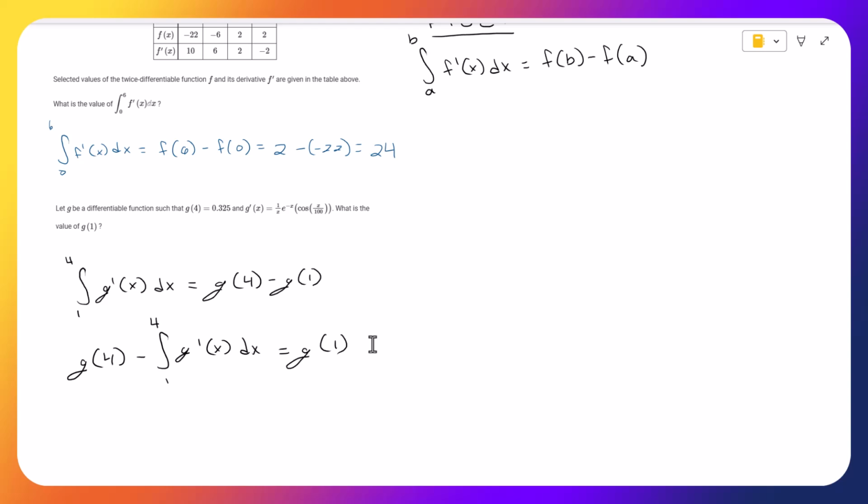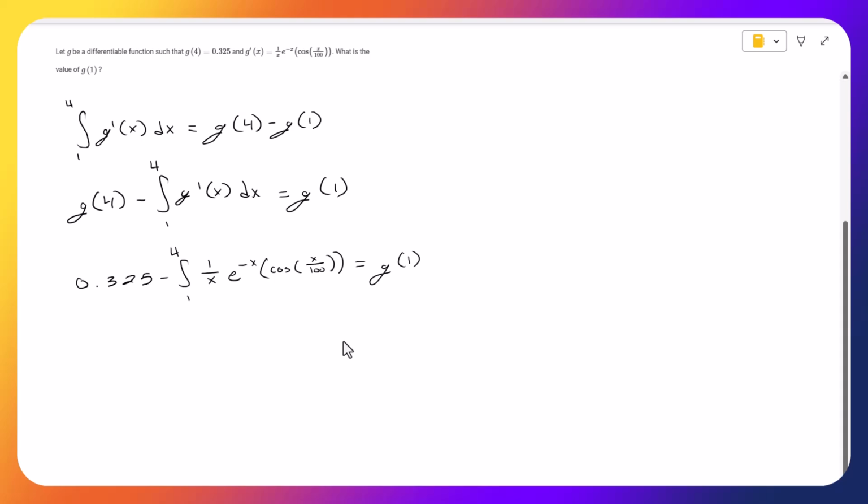And now we're asked for the value of g of 1. We have g of 4 is 0.325 minus our integral from 1 to 4. And I'm going to substitute in g prime now. g prime is our 1 over x times e to the negative x times cosine of x over 100. This is not something we will ever be able to integrate in this class. I'm not even sure, even with all the tools I have, I would know how to integrate this function because it looks really complicated.